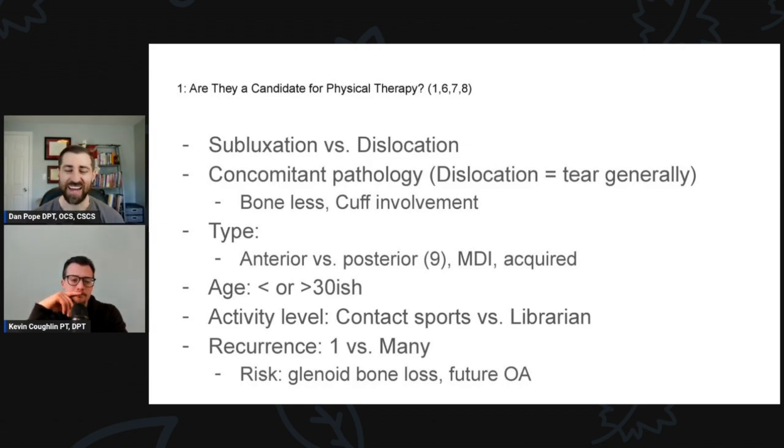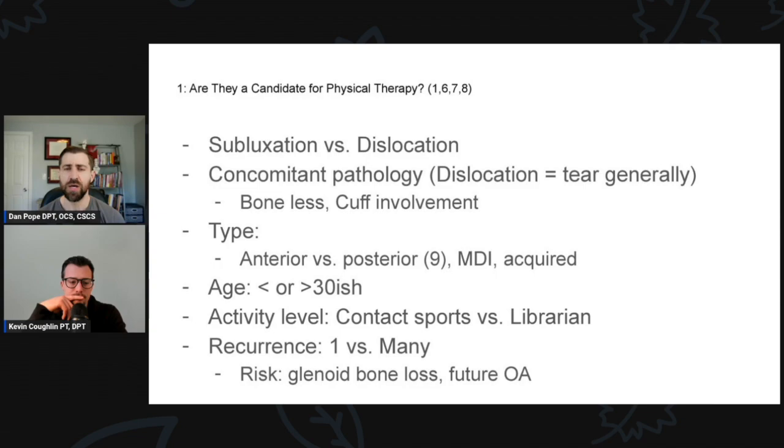Next thing to think about is activity level. Do you have an individual that's trying to get back to a contact sport like football, where they have a much higher recurrence rate, or do you have a librarian that's just trying to put books back on the shelf, right? Someone who's not involved in a contact sport, or not in a sport at all, is probably going to be less likely to need surgery.